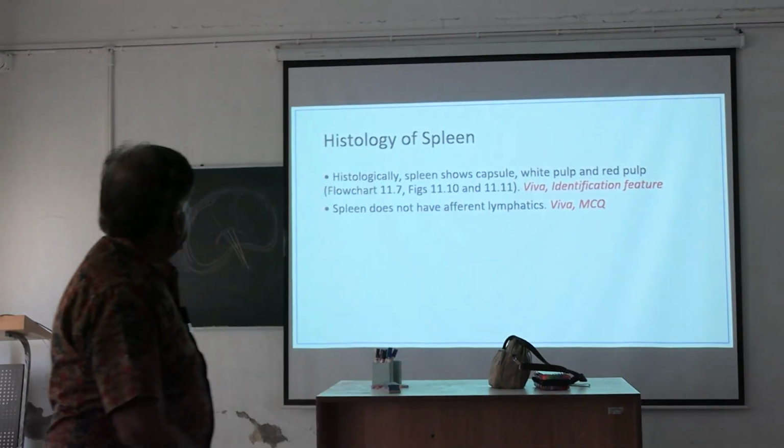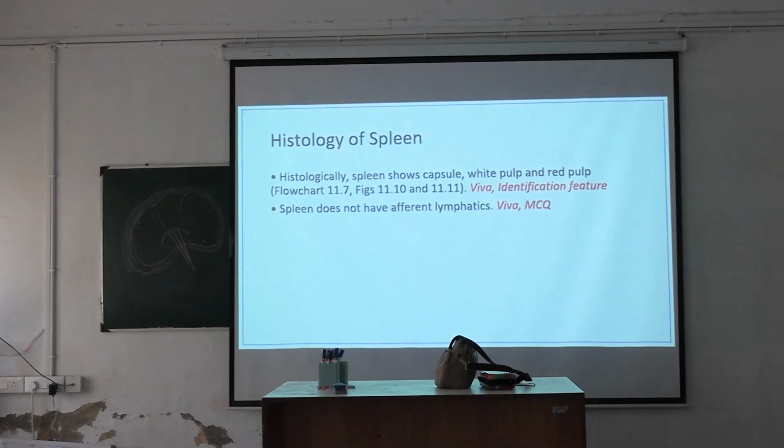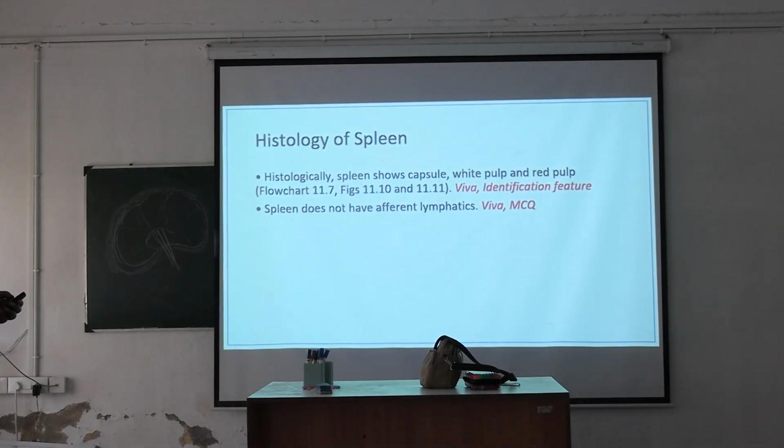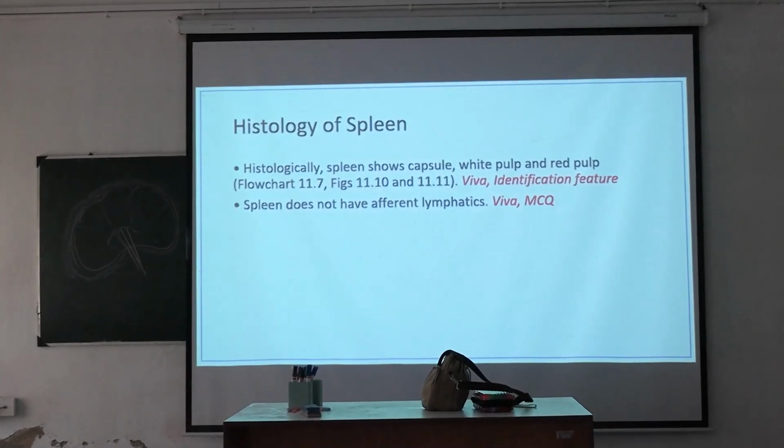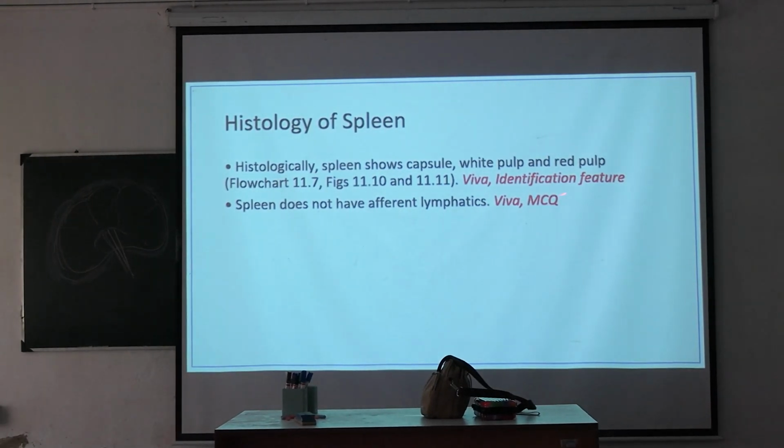What is spleen? Now, spleen does not have lymphatics. Okay. Now, please note for Viva and identification features, Viva and MCQ. Now these are the two questions.